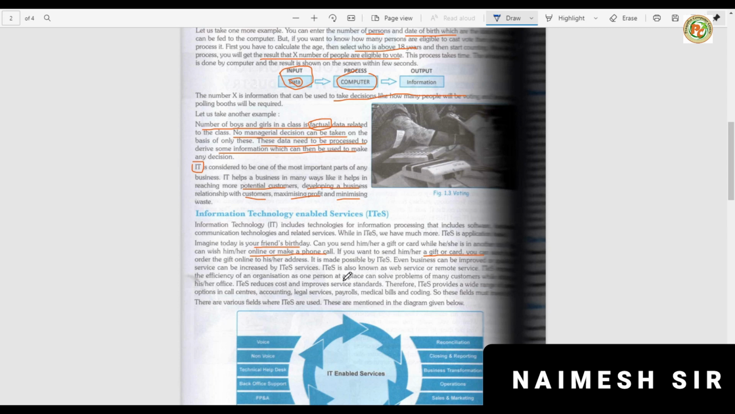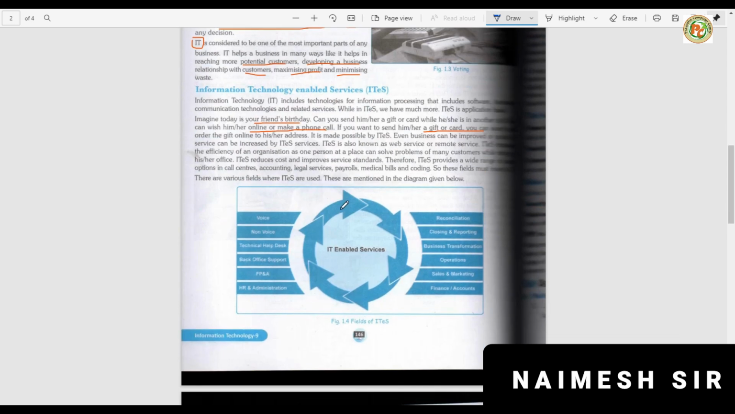It works 24/7. If you want to buy anything at midnight, then you can buy. If you want to reserve any ticket, like an airline ticket, railway ticket, or theater ticket, at any time, anywhere, you can do it, because ITeS works 24/7 and is everywhere, right? So ITeS reduces cost and improves service standards. Therefore ITeS provides a wide range of quality information.